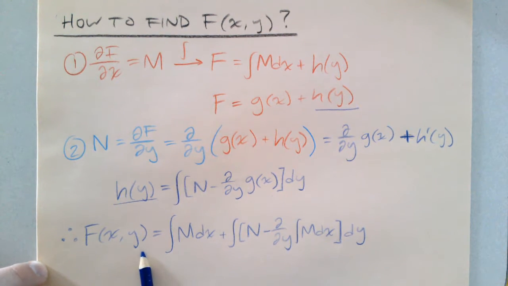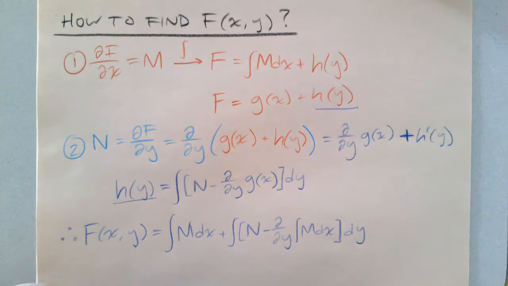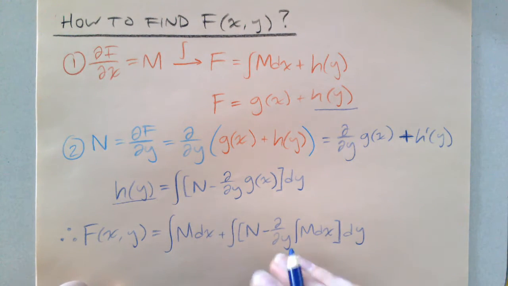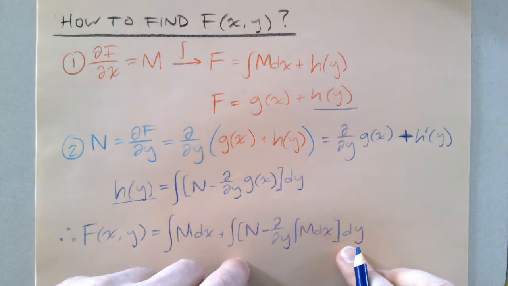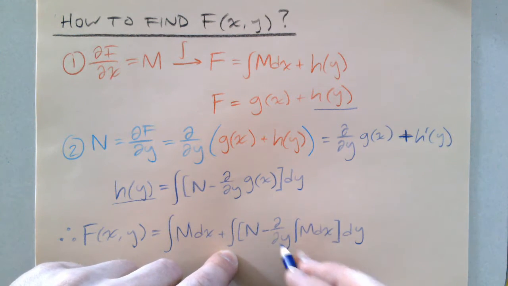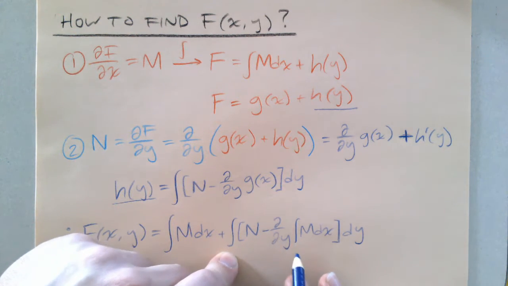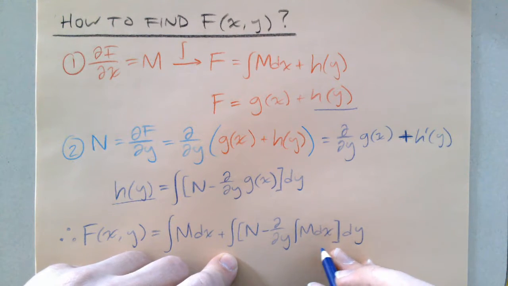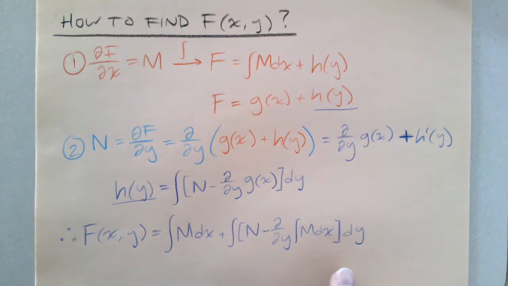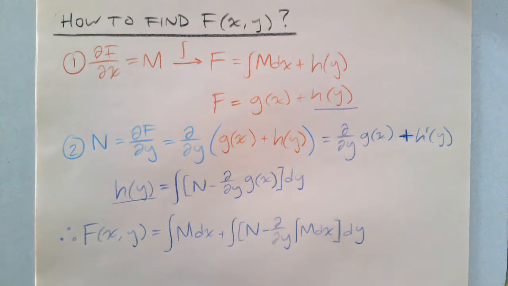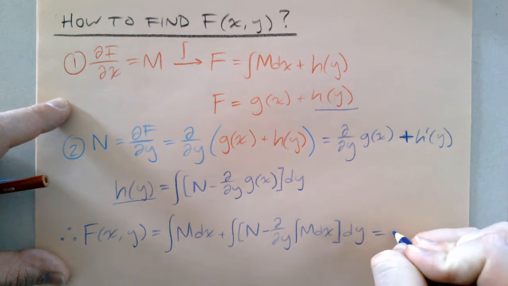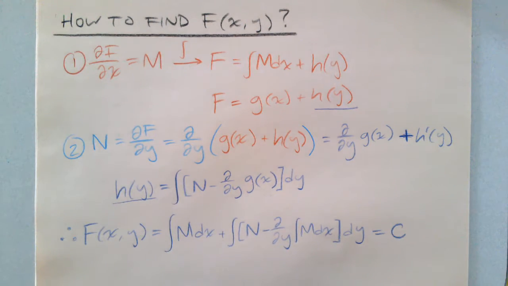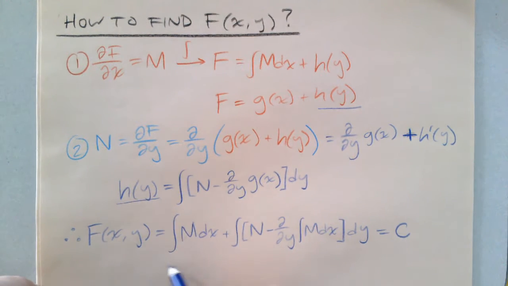Our function, which is our solution to our exact equation, is the integral of m dx plus the integral, with respect to y, of n minus the partial with respect to y of that integral of m dx. So there's how we find the function. And the other thing we know about this is that it's actually equal to c, some constant. And you could also see in some cases where that's instead of 0, but it ends up being the same thing because you're going to have some constants when you do these indefinite integrals.